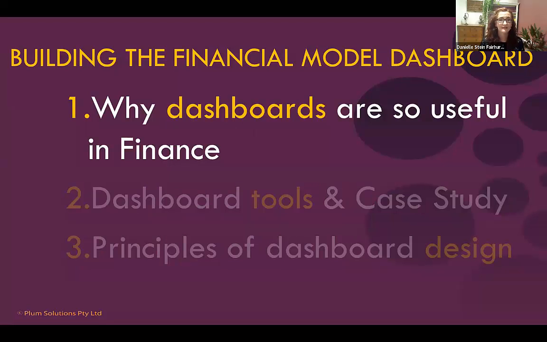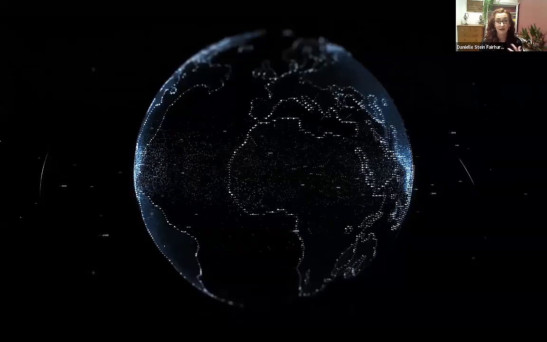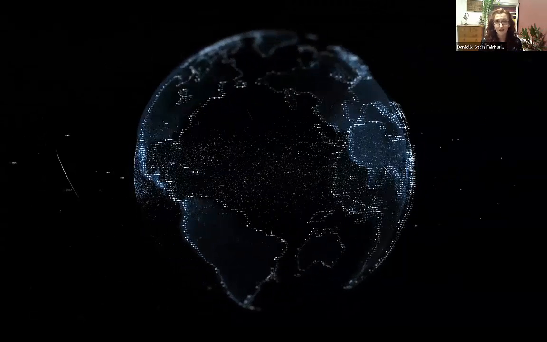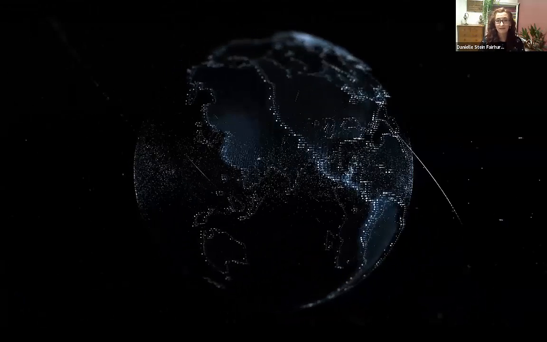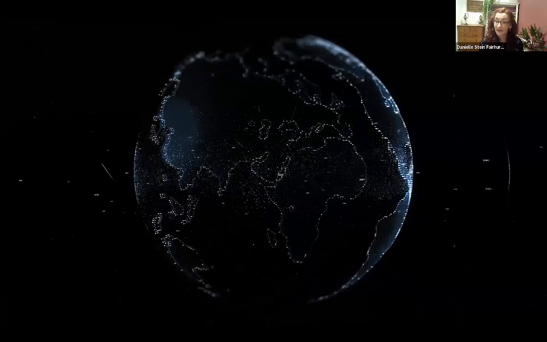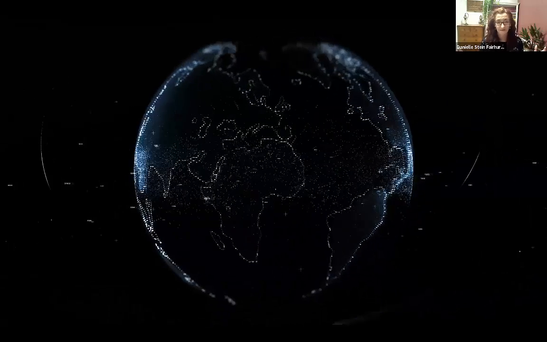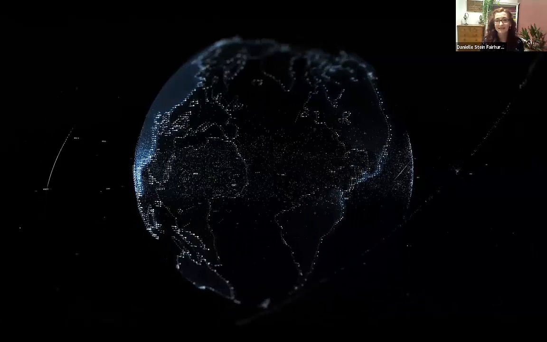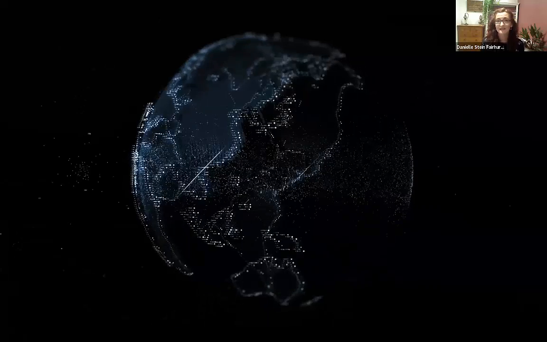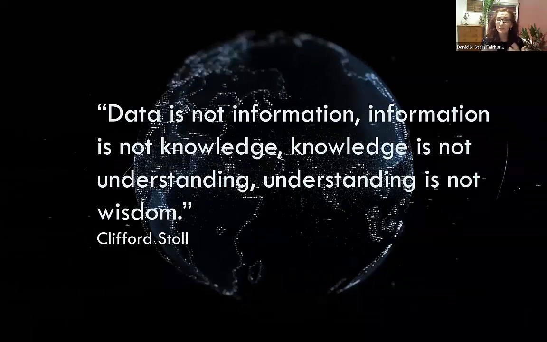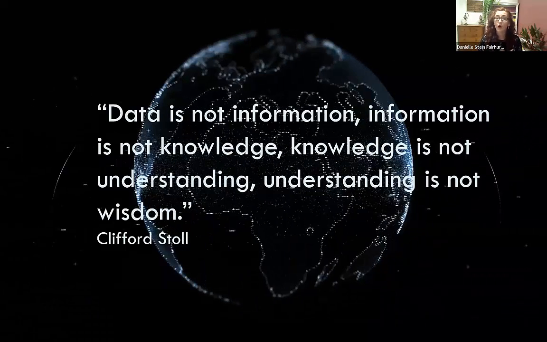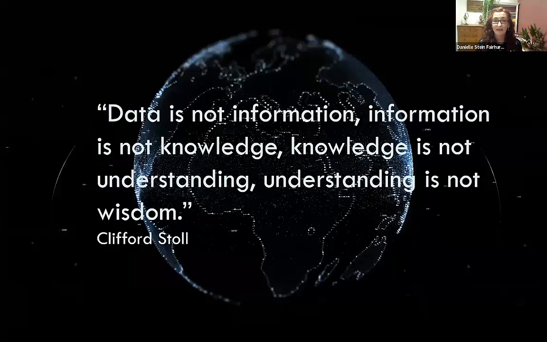So the first thing I'd like to cover with you is why dashboards are so useful in finance. We are used to looking at data. We are living in the age of big data, so we are being constantly bombarded by millions and millions of pieces of information all the time. And our jobs in finance or as analysts is often to make sense of that data, to actually take those millions of points of information and make them meaningful and turn them into something that we can use. And often the purpose of that is so that we can actually make decisions based on the data.